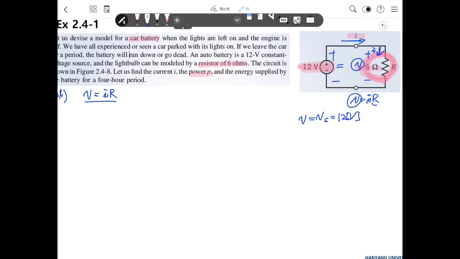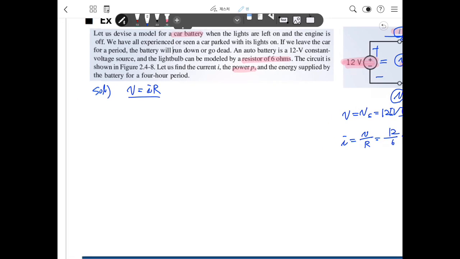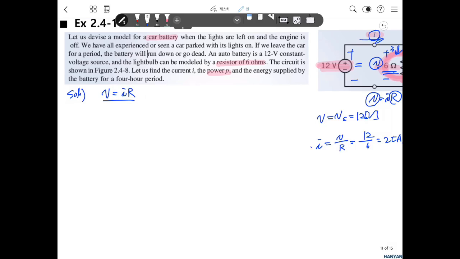Then we know the voltage across the 6 ohm resistor. Then we need to know the current. I is V over R, 12 over 6, which is 2 amperes. Then we can get the current here.